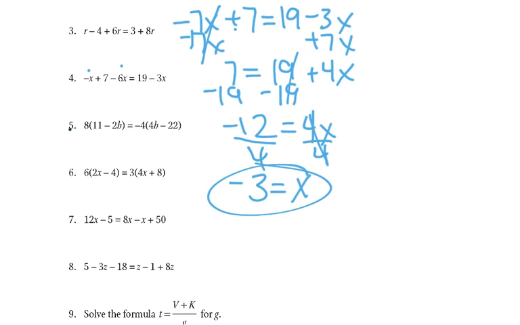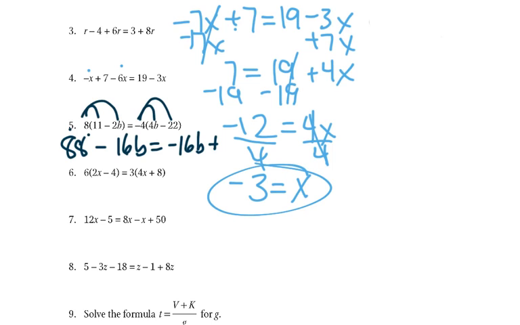Okay, number 5. So first step I need to do is combine, distribute, I guess I should say. So I'd go 8 times 11 to get 88, minus 8 times 2, 16b, equals negative 4 times 4b, which would be negative 16b, plus, because negative times a negative would give me a positive, 4 times 22 is 88.